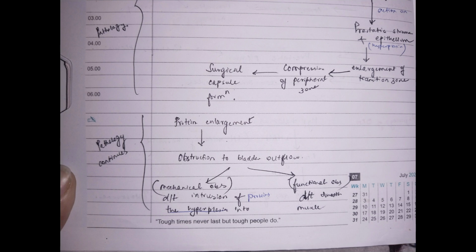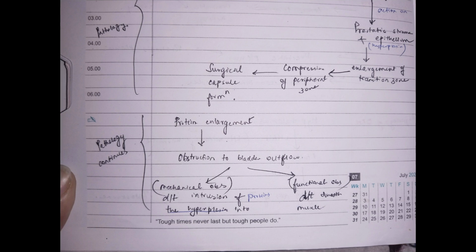That will cause obstruction to the bladder outflow. Right? Prostate में अगर proteins बहुत हो गया है, prostate अगर फूल गया है, prostate के around क्या है? Urethra है. So there will be obstruction to the, क्योंकि urethra छोटा हो जाएगा, तो obstruction to the bladder outflow. Now this can be a mechanical obstruction, this can be a functional obstruction.